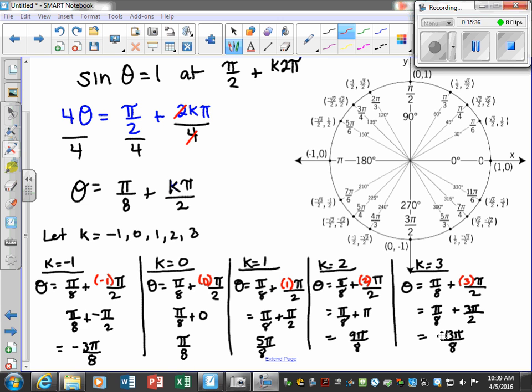So now if I was to test a 4 and put a 4 right here, what's 4 divided by 2? 2 pi. Well, 2 pi plus pi over 8 takes us out of the 2 pi, so we can see we don't necessarily have to go any further. So our solutions are going to be these values here: pi 8s, 5 pi 8s, 9 pi 8s, and 13 pi 8s.